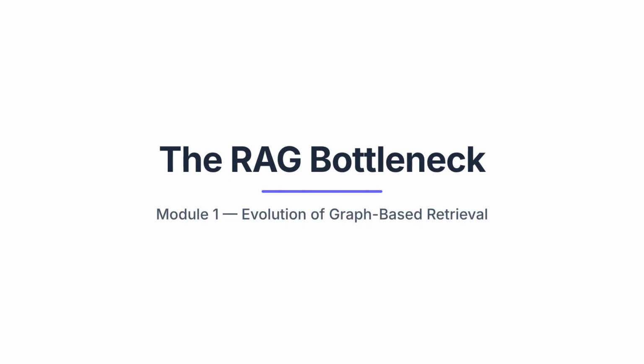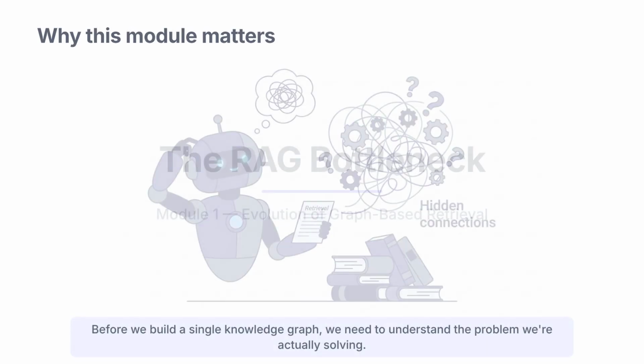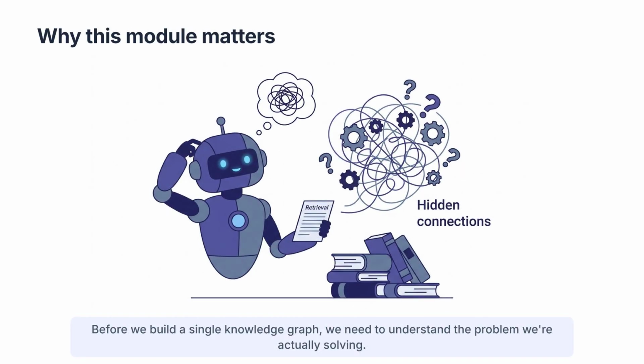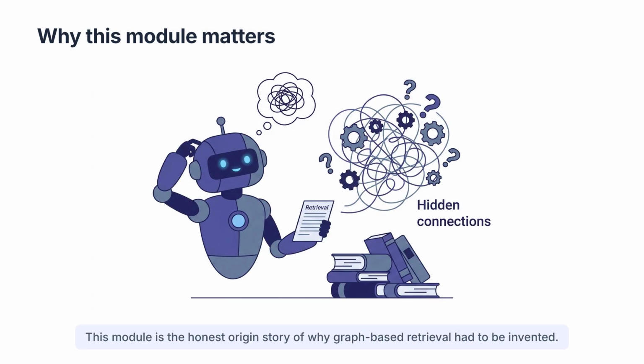Advanced GraphRAG and Knowledge Agents, let's dig in. Before we build a single knowledge graph, we need to understand the problem we're actually solving. Standard vector-based retrieval is everywhere, and it's genuinely great, until it quietly isn't. This module is the honest origin story of why graph-based retrieval had to be invented.